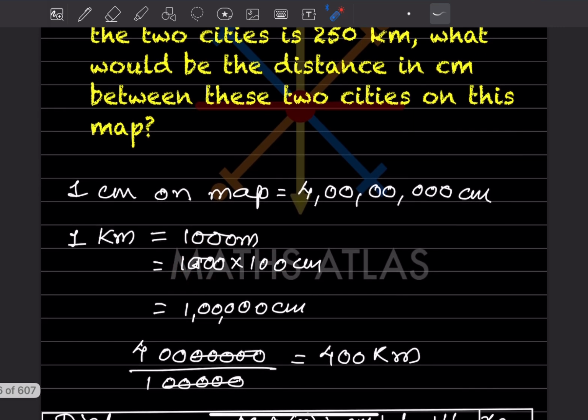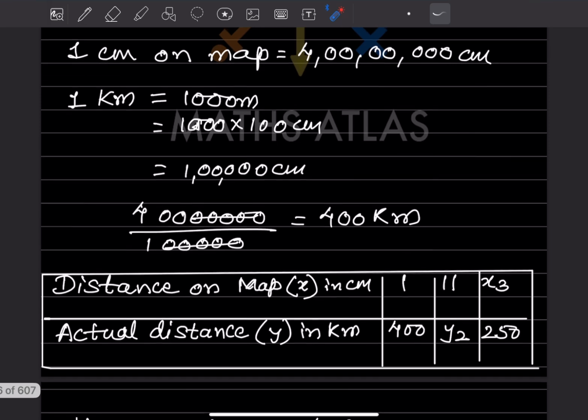So now what will you do? For 1 centimeter on map is this much, so this one you have to convert to kilometer. So 1 kilometer is this, so this will be this divided by this one, and after simplifying, that is going to be 400 kilometer.